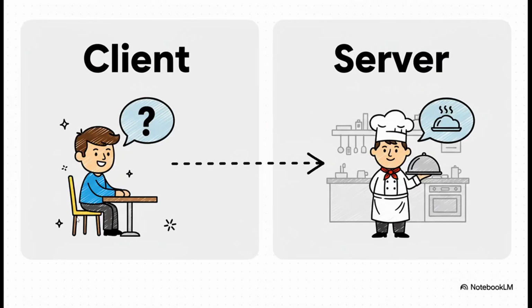Okay, so every conversation needs at least two participants, right? In our case, you've got the client. That's your web browser. Chrome, Firefox, Safari, whatever you use. Its job is simple. It asks for stuff. And then on the other side, you've got the server. That's the powerful computer that's holding all the website's files. Its job? To provide that stuff. The best way to think about it is like a restaurant. Your browser is the customer placing an order, and the server, that's the kitchen, ready to cook it up.